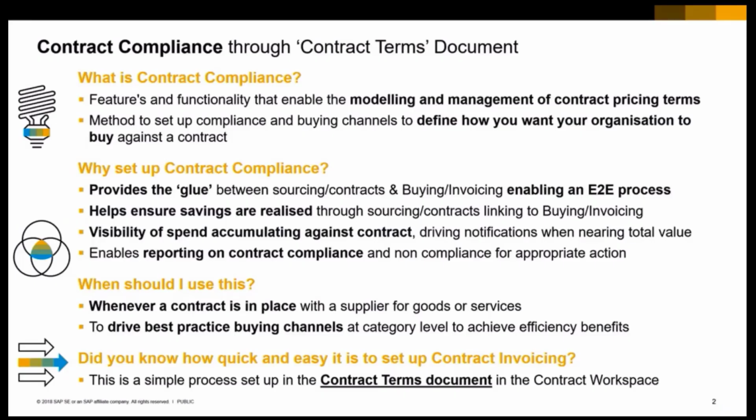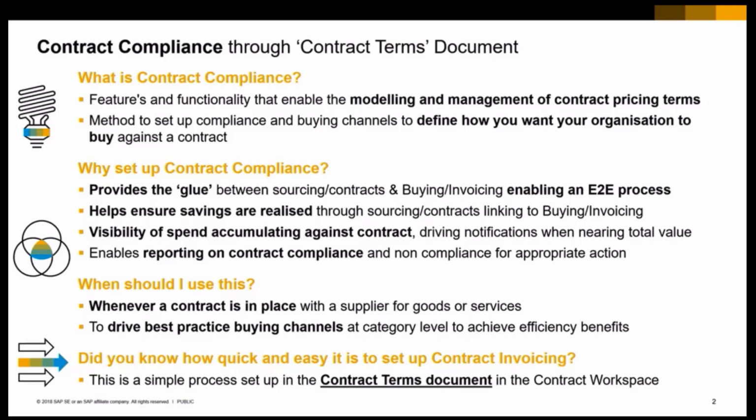So contract compliance in Ariba is enabled through a document called the contract terms document. The contract terms document is created from the contract workspace. Opening this document will transfer the user to Ariba downstream or P2P. And this is where the actual pricing terms for a contract can be defined. There's a one-to-one relationship between the contract workspace and the contract terms document.